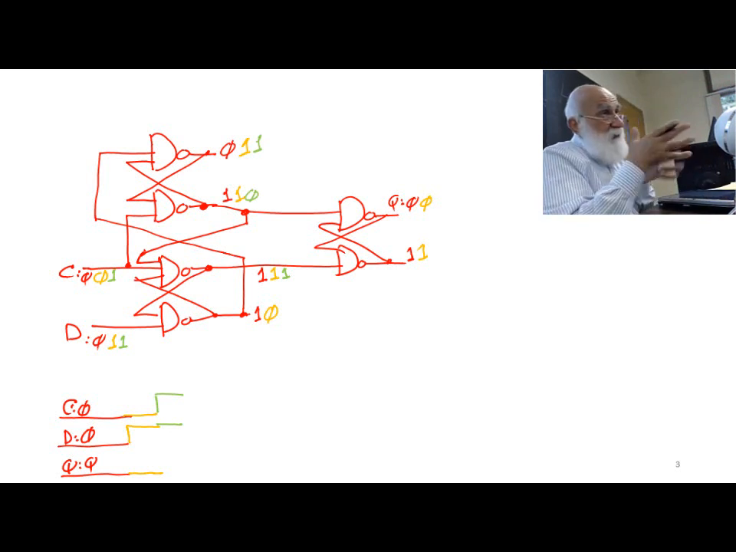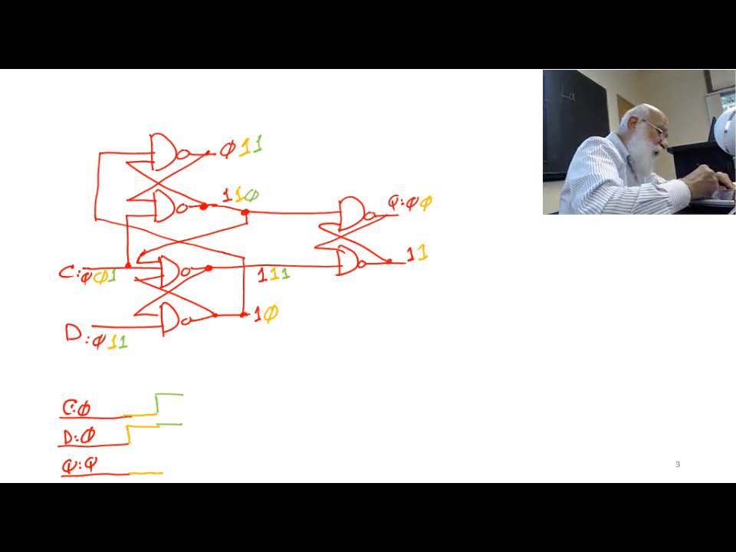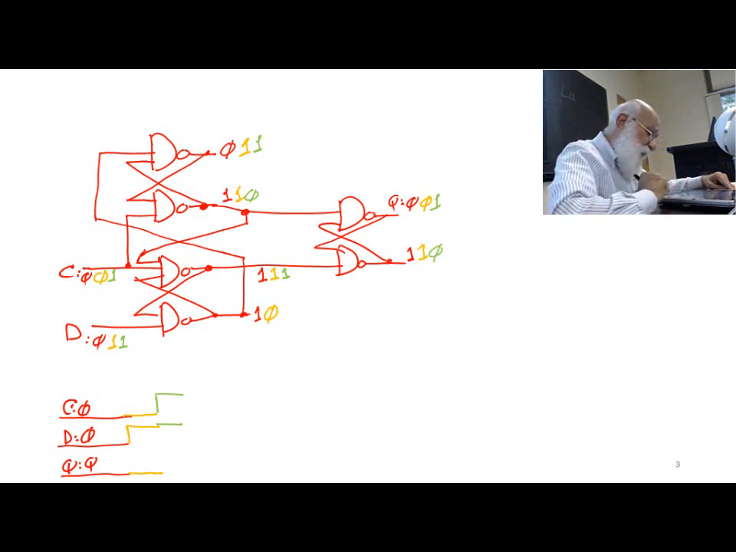Also, it affects the cross-coupled NAND in front of it. So there is a 0 here, therefore this becomes a 1. On the lower output gate, there is a 1 there, there is a 1 there, this becomes 0. What it means is when the clock changed from 0 to 1, the Q output became 1. Okay.